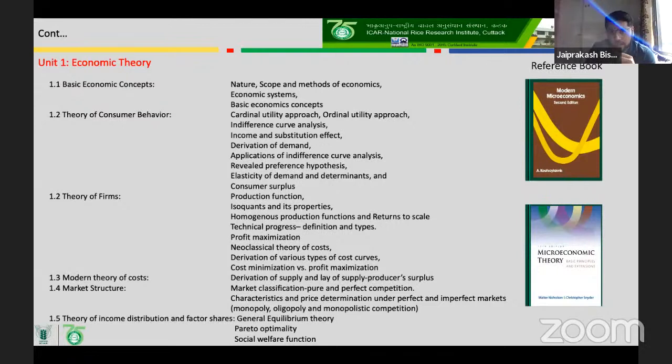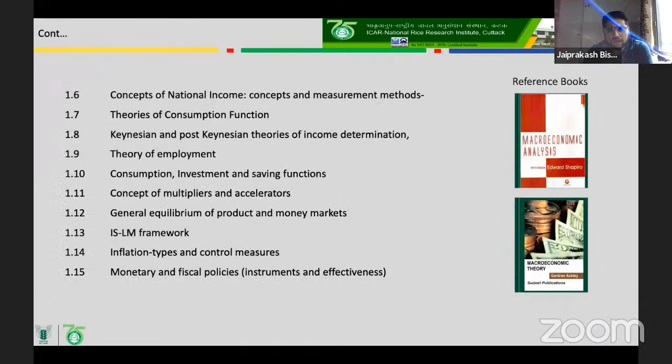If you want to learn economics, you can also refer to Microeconomic Theory by Walter Nicholson and Christopher Snyder. This is a very good book. And for macroeconomics, generally people also follow this H.L. Ahuja book. That is also very good.